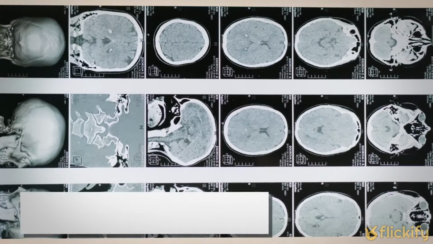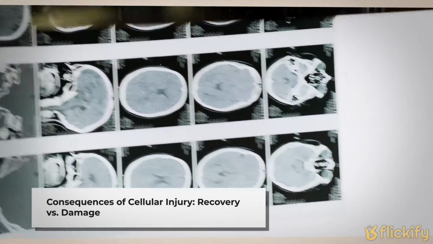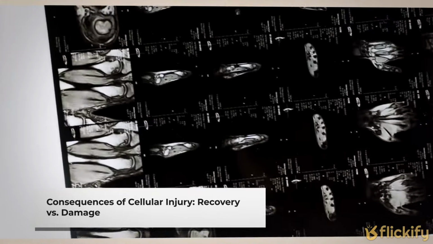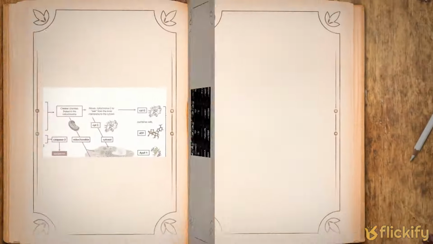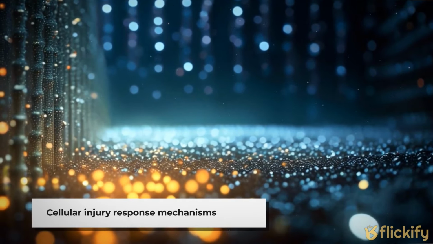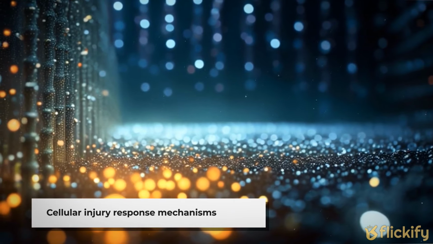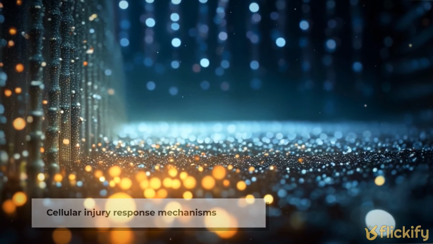Consequences. If cellular injury is mild or short-lived, cells may recover and return to normal function. However, severe or prolonged injury can lead to cell death, inflammation, tissue damage, and organ dysfunction. Repeated or chronic cellular injury can contribute to the development of various diseases, including neurodegenerative disorders, cardiovascular diseases, and cancer.